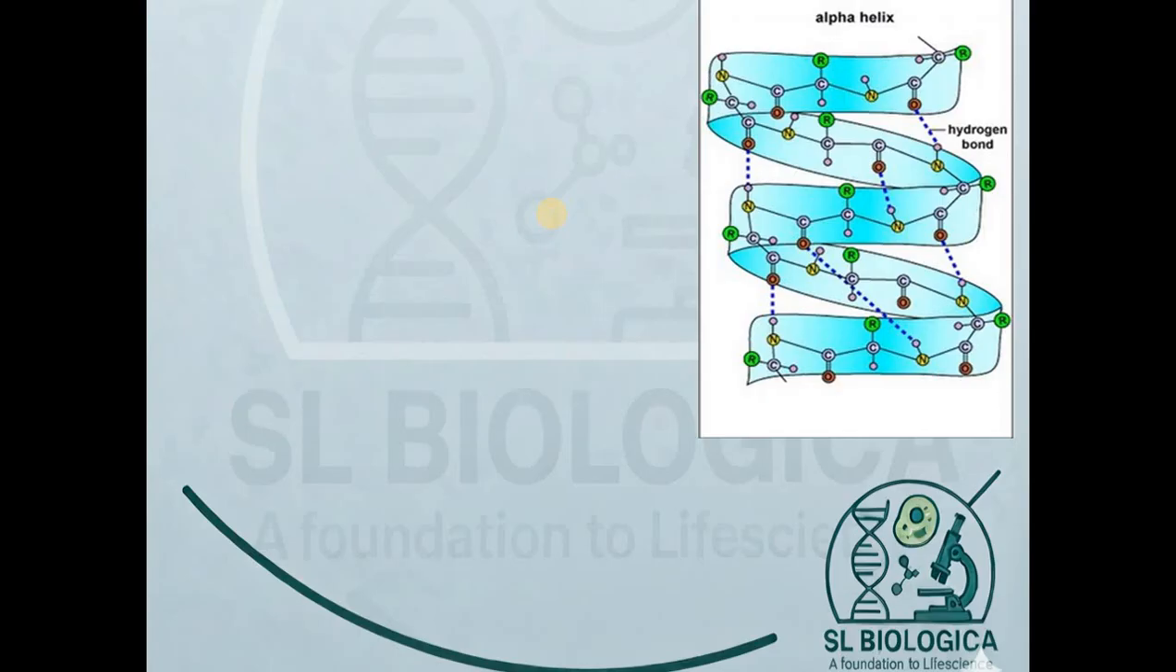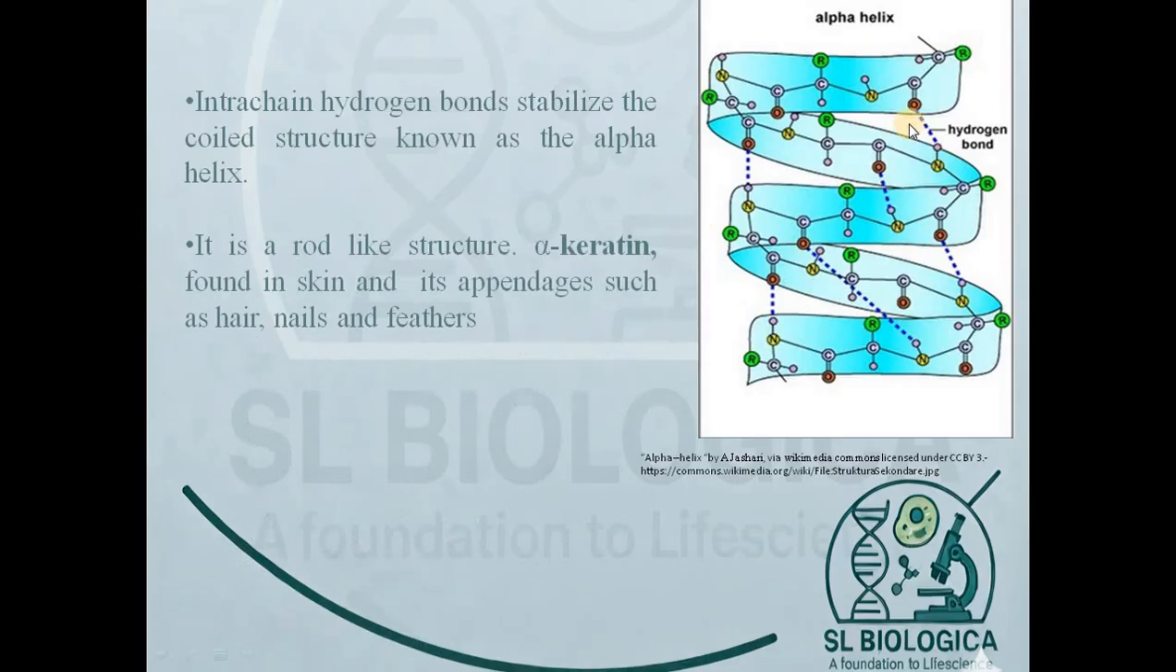Second question. So basically we have to discuss some important points of alpha helix here. So this is a structure of alpha helix where you can see intra-chain hydrogen bonding and it exists in the form of a rod-like structure. Okay, so intra-chain hydrogen bonds stabilize the coil structure known as alpha helix. It's a rod-like structure. Example, alpha keratin, which is found in skin and its appendages such as hair, nails and feathers.